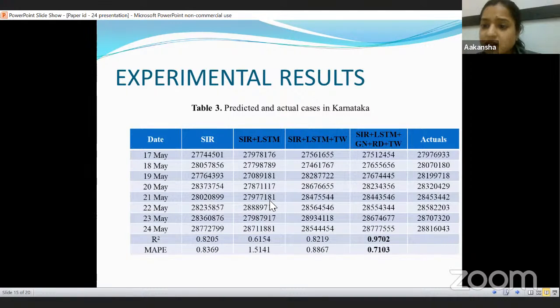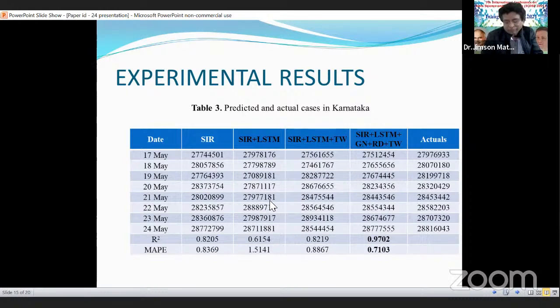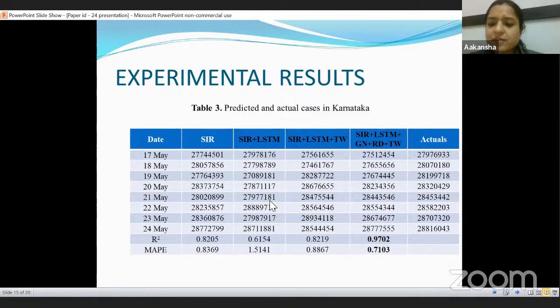Which size? Window. Sir, actually we have worked on the window size of 5 only. That worked in our cases, that was giving us the best results. So we have worked on that.